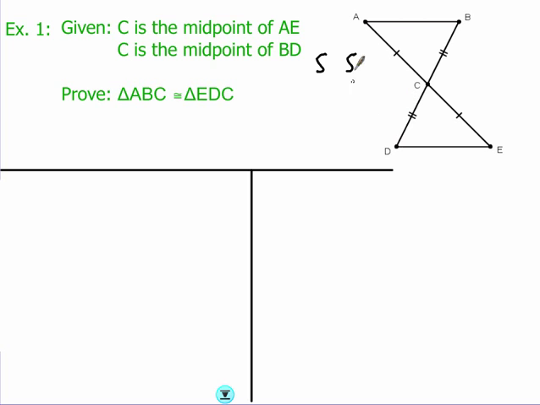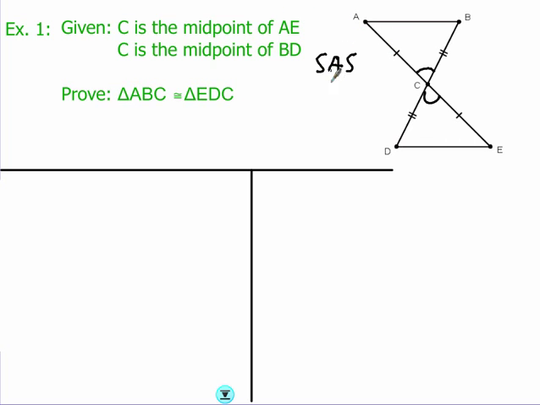That's not really good enough to prove. I need something else. So the question is, looking at this picture, what other information do I know? Well, I know from the way I look at this picture that C is included right here, and these two angles are vertical angles. And if they're vertical angles, then I know for a fact that they're congruent. So now I know I've got side, angle, side, side, angle, side. So I can use the side, angle, side congruence theorem to prove this.